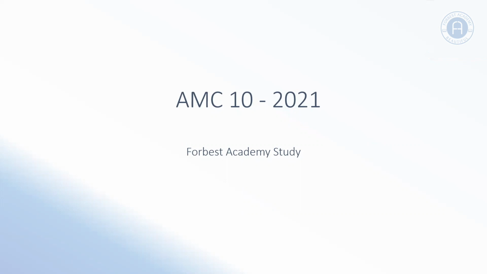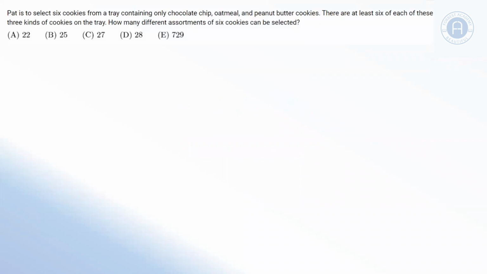This week we're going to be breaking down 5 past paper questions from the AMC 10 and looking at the concepts involved and how to problem solve them. So today's first question, we're going to be looking at combination and the stars and bars method.